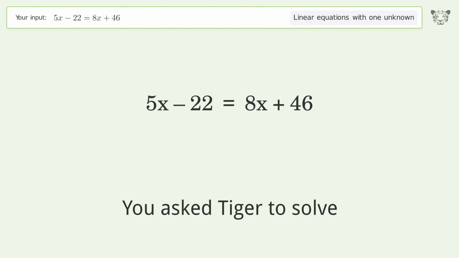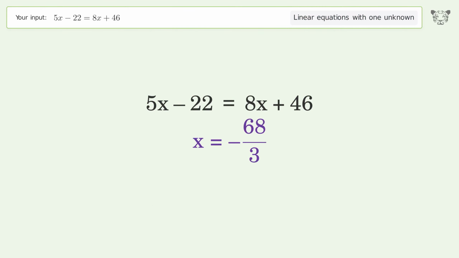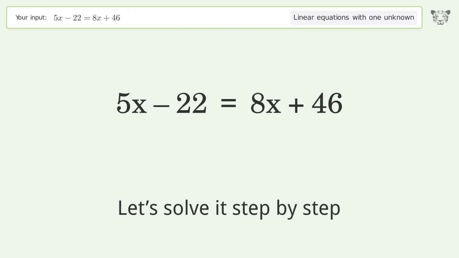You ask Tiger to solve. This deals with linear equations with one unknown. The final result is x equals negative 68 over 3. Let's solve it step by step.